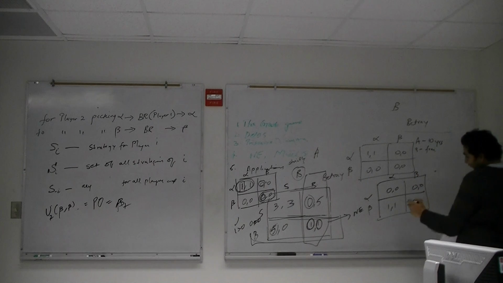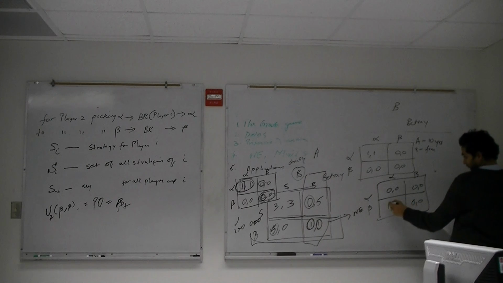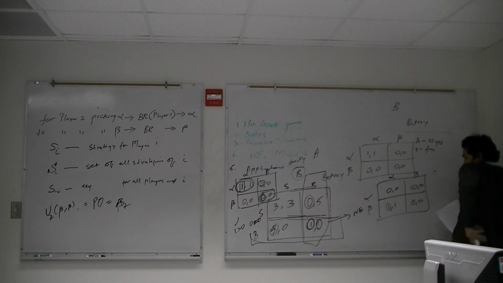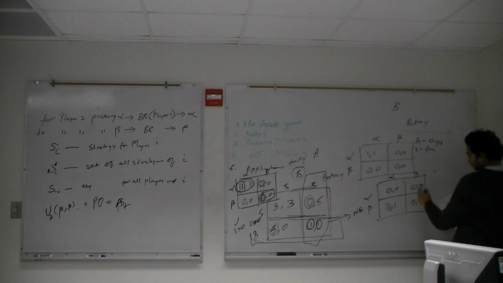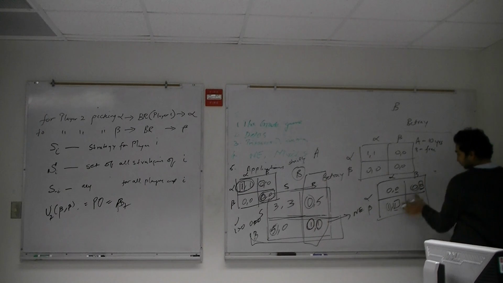In this case, beta alpha and alpha beta are the Nash equilibrium. That means the lower black corner and the upper white corner are the Nash equilibrium. These two.